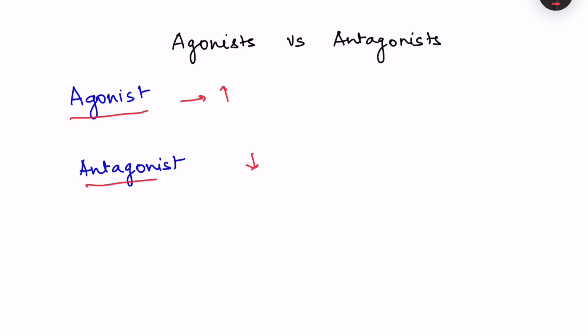So agonists are chemicals that basically activate the receptor. They bind with the receptor, so they have some affinity with the receptor, and they activate the receptor to produce the same physiological effect which already exists. The chemical for that physiological effect exists in the body. And antagonists bind with the receptor but they do not activate the receptor.